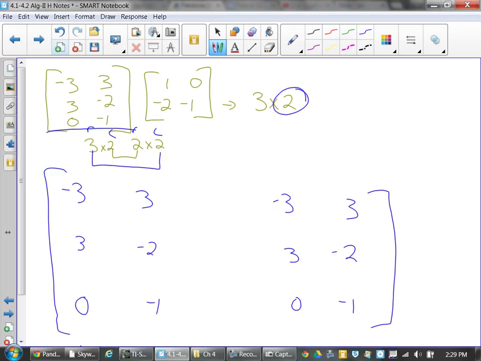So now let's fill in the blanks. Start at the top. 1, -2, 0, -1. And then all I have to do is replicate those values directly below it.